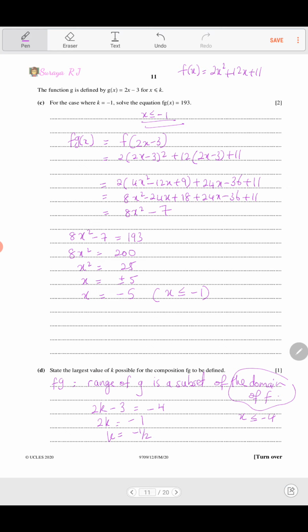So this is the largest value of k possible, because then we will obtain the range as minus 4. So minus 4 is a subset of x less or equal to minus 4. Therefore, we know that x must be less or equal to minus half for the composition fg to exist.